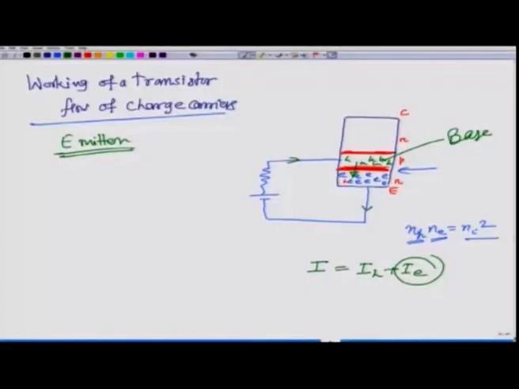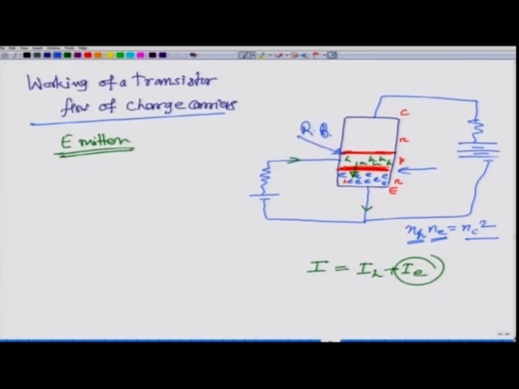But the base is very, very thin, and again you have this second PN junction here, which is reversed biased, all right. So, let me draw this side of the circuit also. You have this resistance here, and then you have another battery here, and then it is connected. So, you have a reverse biasing on this other junction. This junction is reversed biased.